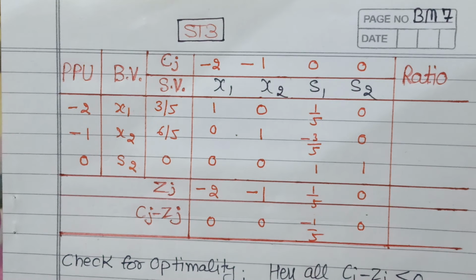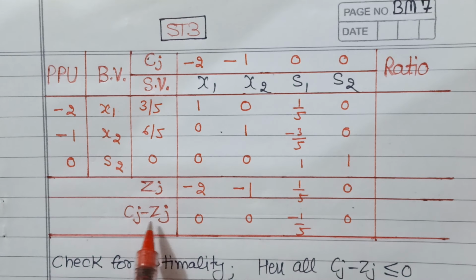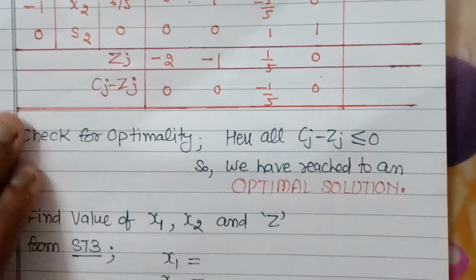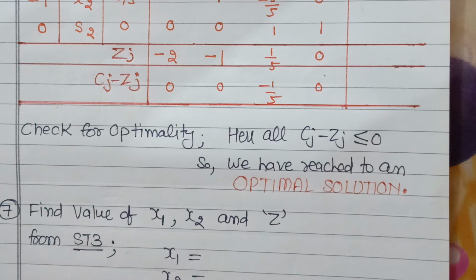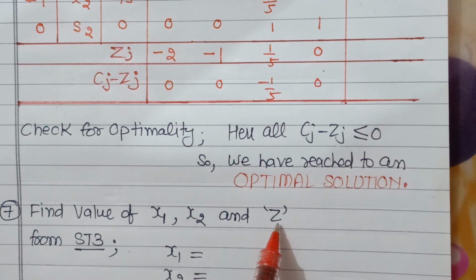Now we have to make an optimality check. Here you will see that all values under Cj minus Zj are either 0 or less than 0, so we have reached an optimal solution. Now we will find the values of the different variables and the value of z.